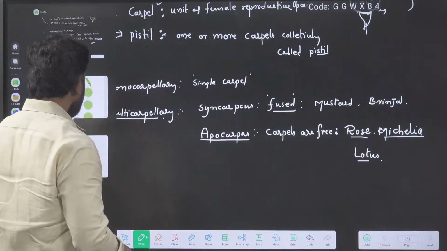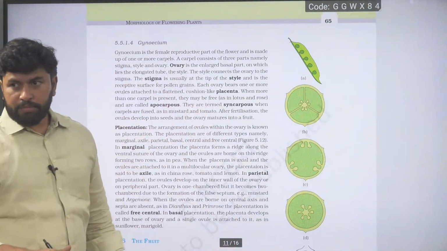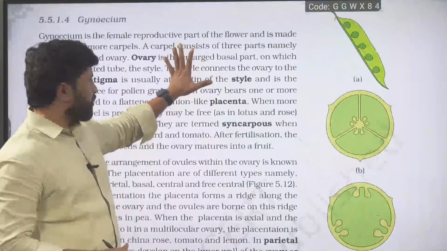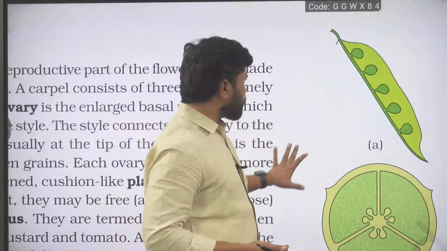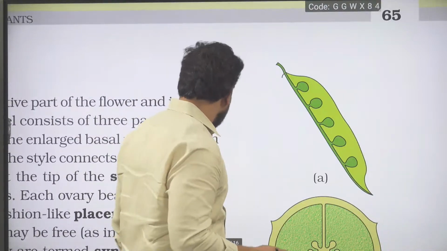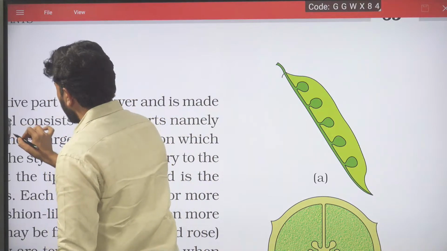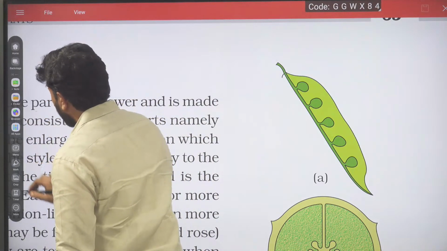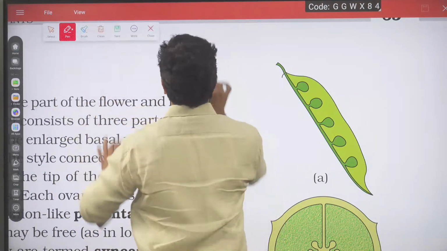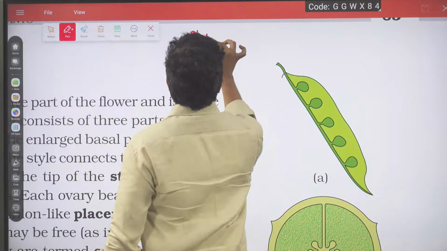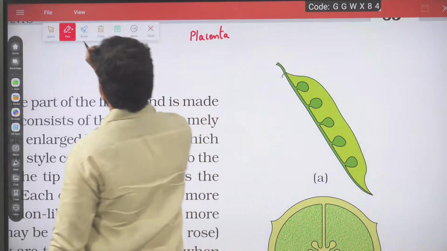Next, check it there. Whatever discussion I have mentioned related to gynoecium, they have given here. Next, come to the concept that is placentation. What do you mean by placentation? Placenta. Listen, in the ovary, there is a kind of fertile tissue. The fertile tissue that is present in the ovary is called placenta. What do you mean by fertile tissue?